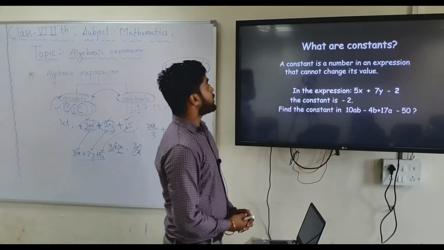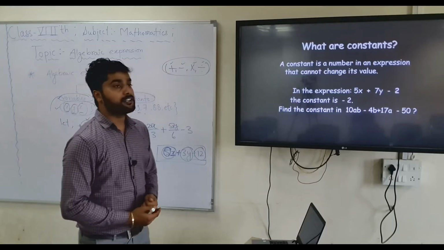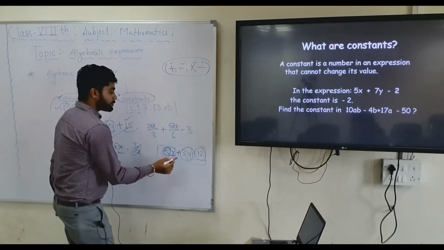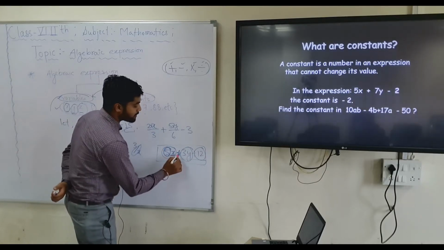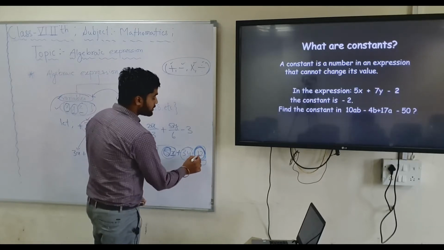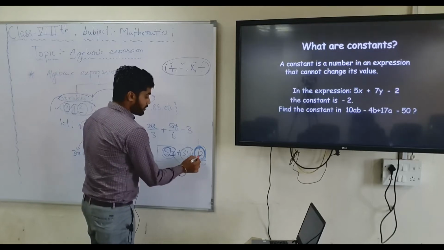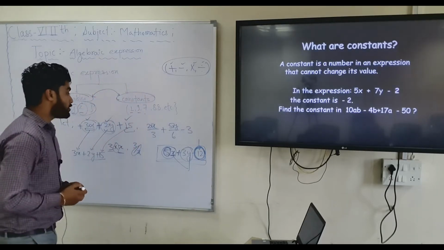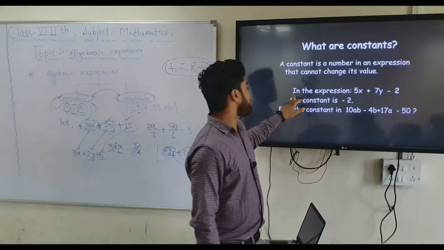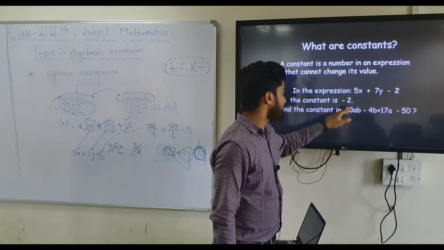Okay, now what are constants? A constant is a number in an expression that can't change its value. I already explained that. In the expression 5x plus 3y plus 12, 12 is a term which has no variable, so 12 is a constant term. Similarly, in the expression 5x plus 7y minus 2, the constant is minus 2.